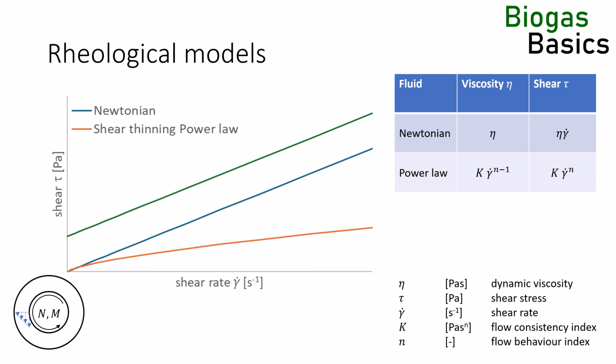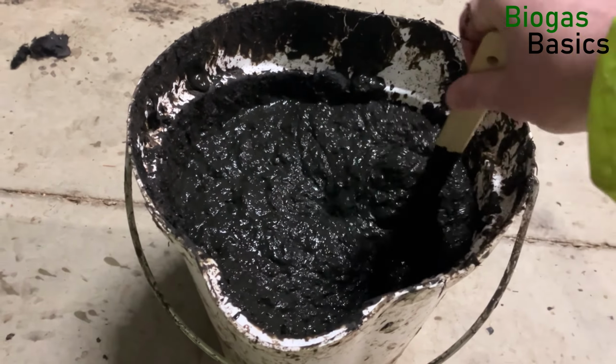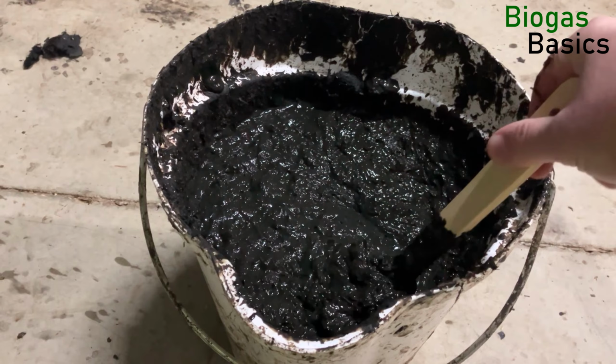Some digestates behave like a solid when they are not sheared. The flow curve does not start at zero, but is offset by the yield stress. A fluid with a yield stress behaves like a solid when it is sheared below the yield stress. Only if the yield stress is exceeded, the fluid starts to flow.